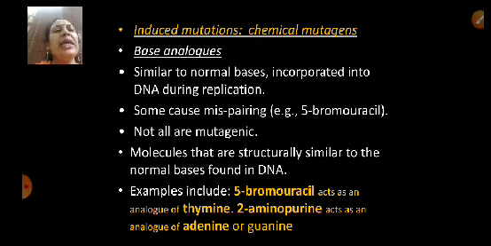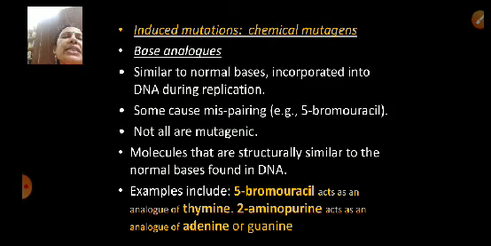The first is base analog. What is a base analog? A base analog is a molecule that is structurally very similar to the normal nitrogenous bases found in DNA. Since they are similar in structure to normal bases, they are incorporated into DNA during replication instead of the normal bases. When these base analogs are added to the DNA during replication, they may lead to mispairing and hence mutation. They may not always be mutagenic, but most of the time they lead to mispairing and hence cause induced mutations.